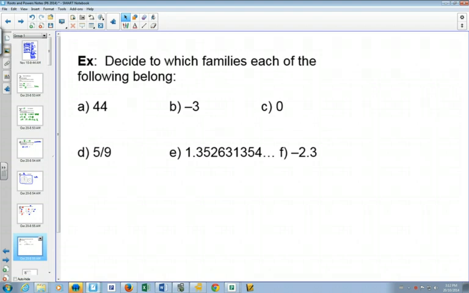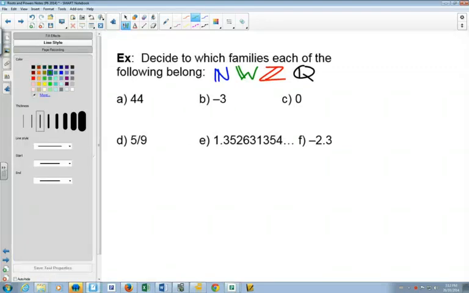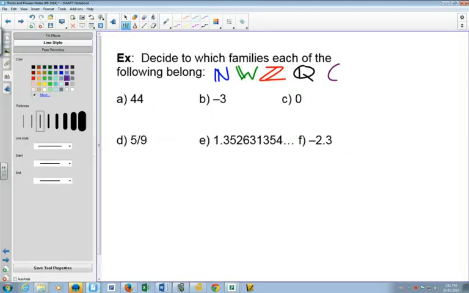All right. Next examples. We'll write out natural numbers. Whole numbers is next. Integers. Rational numbers. Irrational numbers. Real numbers.